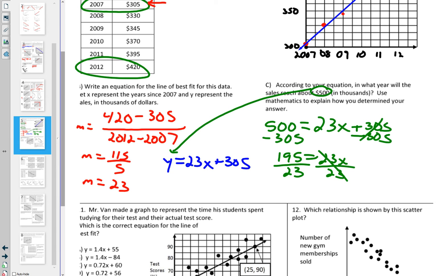Divided by 23. 8.47. So now this is years since 2005.